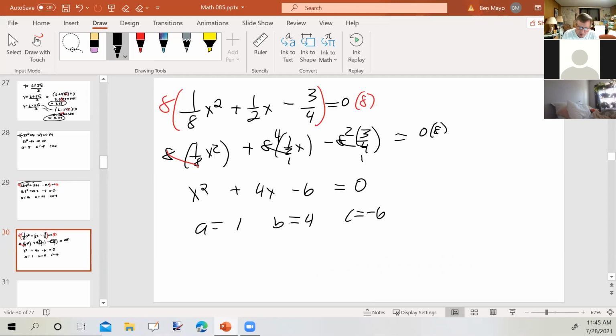Now, granted, you could use the original equation and plug those in for A, B, and C, but oh, it gets really messy, really ugly. You don't want to do that. You want to get rid of those fractions. So that's how you would do that.